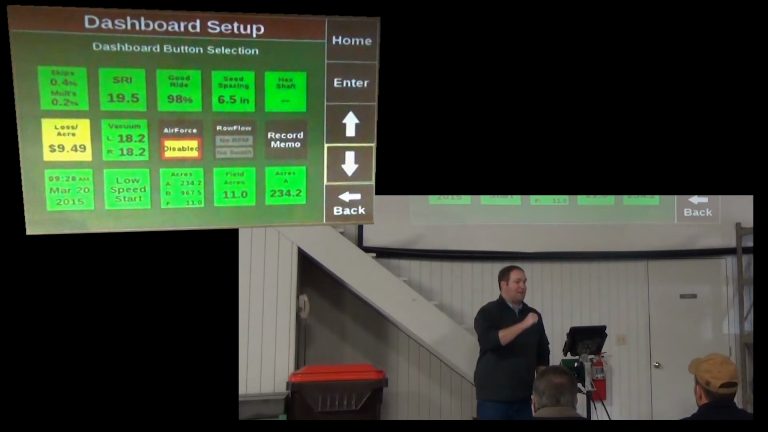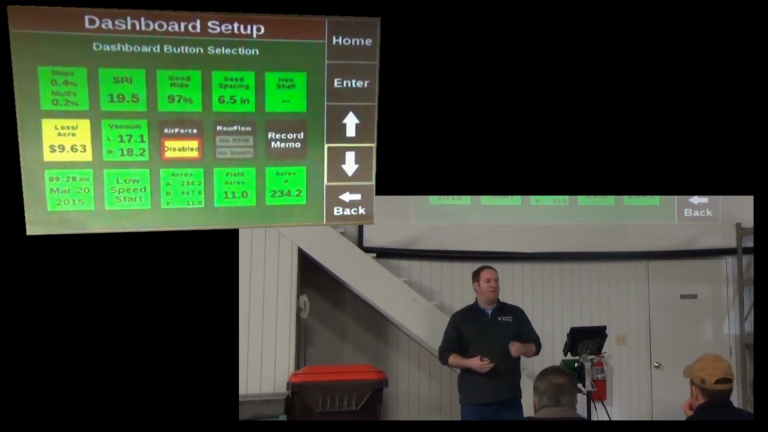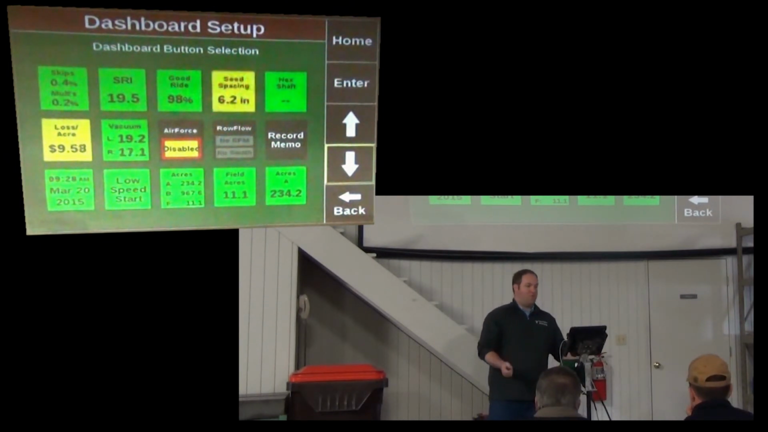SRI below 20 is where you should be. If you get up above 20, either the meter's performing poorly, the seed lubricant, maybe you're not using seed lubricant, there's an obstruction in the seed tube, whatever it might be.